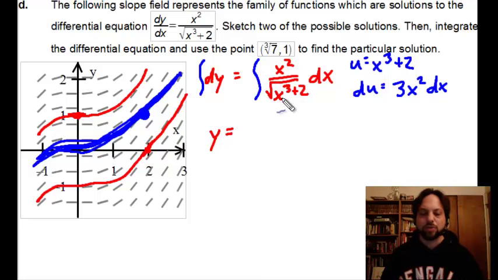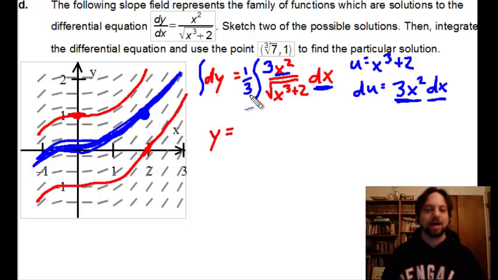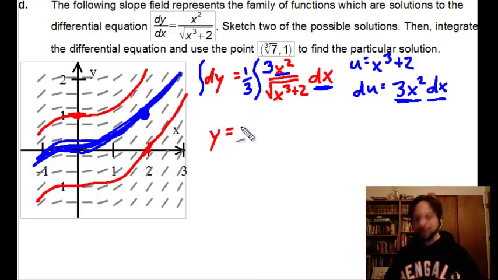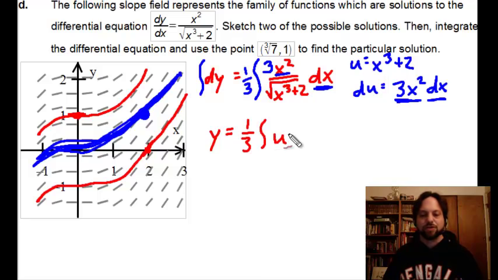I do have the square root of u in the denominator, but to make du happen, I need 3x squared and dx. Well, I have dx, and I have x squared, but of course I do need that 3. So I'll stick a 3 right there, and a 1/3 on the outside. Now I can rewrite this integral. This isn't going to be too bad. It'll be 1/3 times the integral of u to the negative 1/2 du.